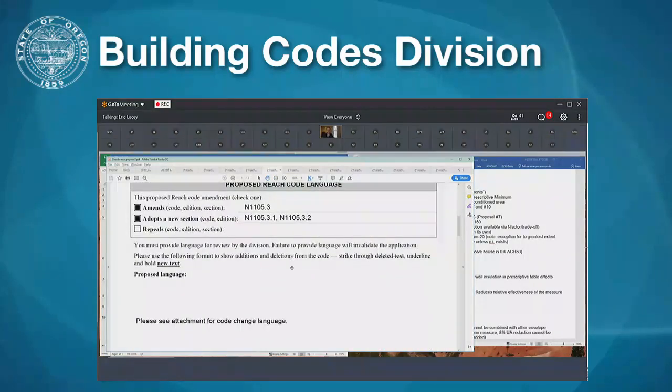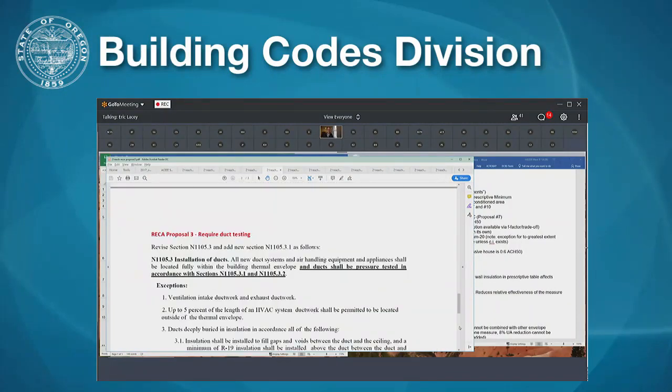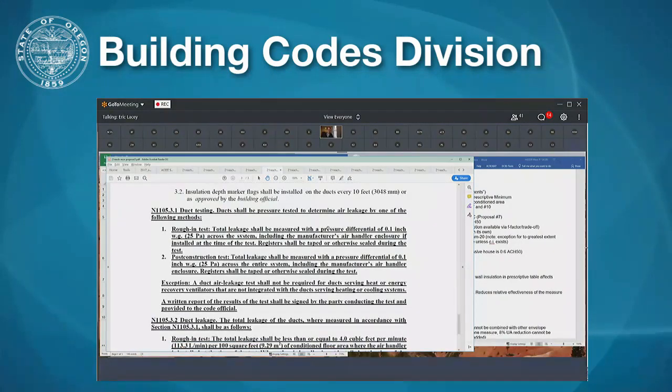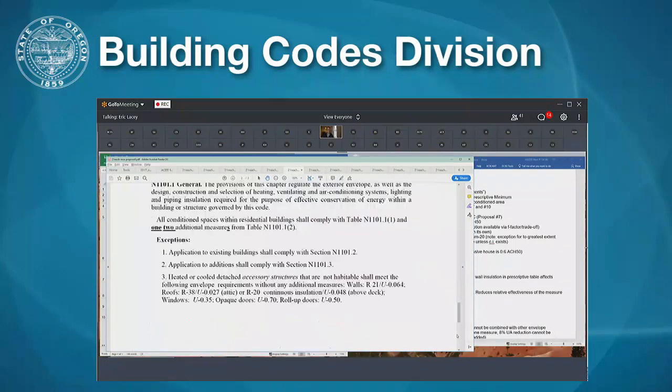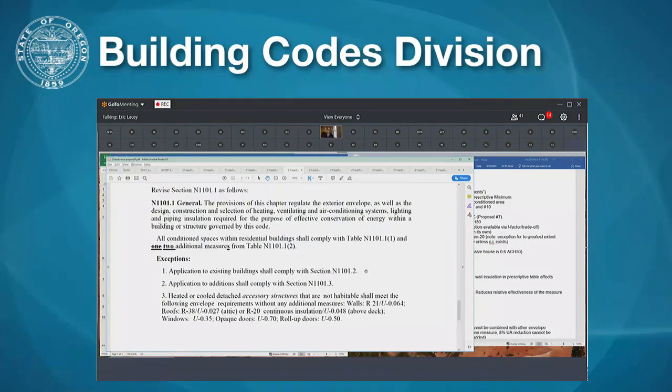So, the various RECA proposals that are broken up, there's a proposal to require air leakage testing in every home. There's a requirement to test the ducts in every home, whether or not the ducts are inside conditioned space. There's a requirement to put in better wall insulation in the prescriptive path, and so on.